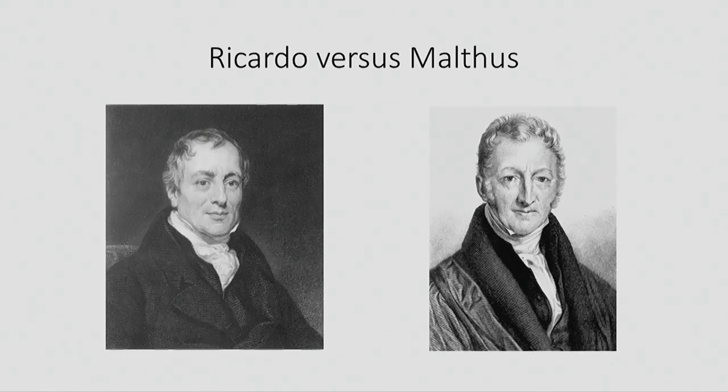There was a clash of two titans in this era. David Ricardo against the Reverend Thomas Malthus, who is known for the principle of population, but also wrote Principles of Political Economy before Ricardo had. They took differing views on whether Britain should be open to commerce.